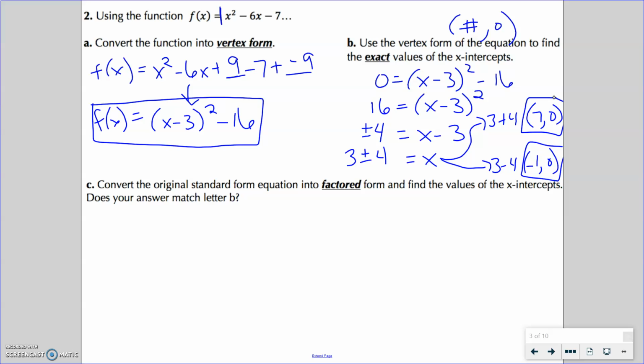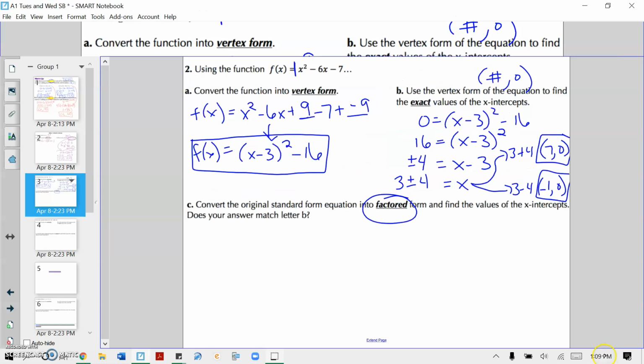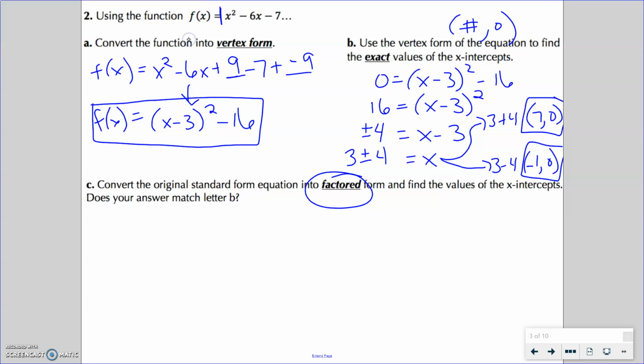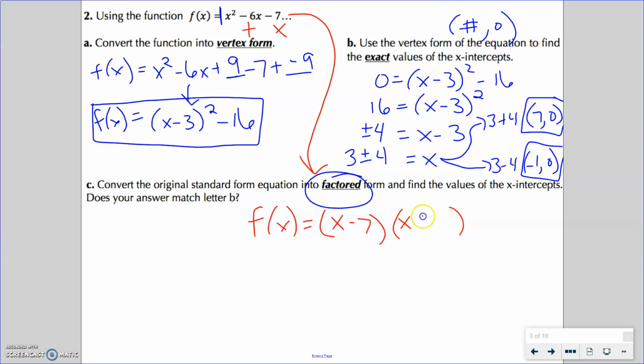All right, now letter C is asking you to convert the original equation into factored form. So pause and take a minute to see if you can do that. All right, so if I'm converting that into factored form, again, I need 2 numbers. Okay, x and x, but I need 2 numbers that add to give me -6 and multiply to give me -7. So I'm going to use -7 and +1.